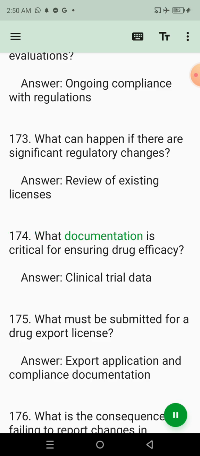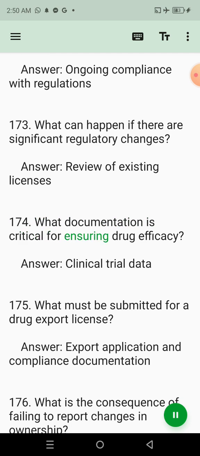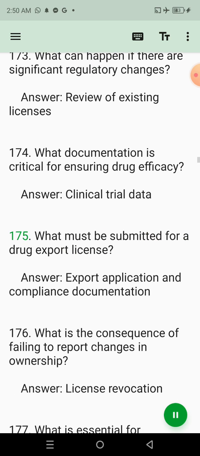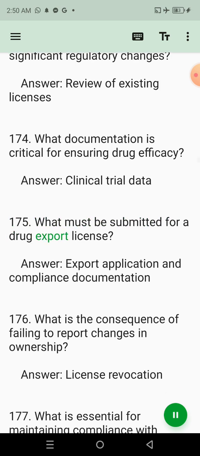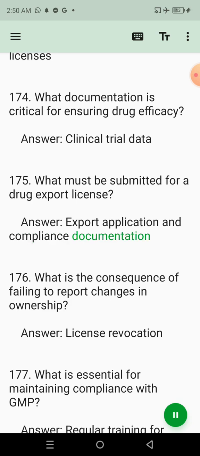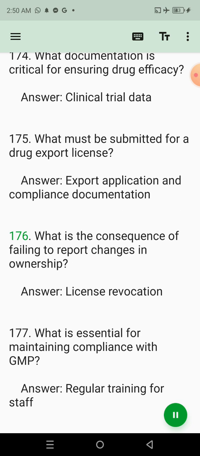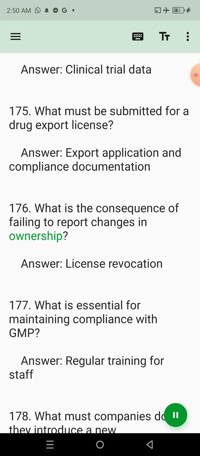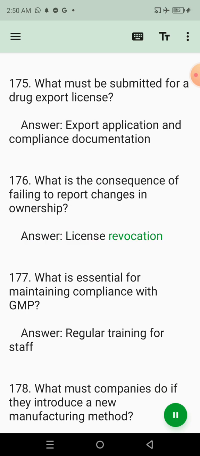174. What documentation is critical for ensuring drug efficacy? Answer: Clinical trial data. 175. What must be submitted for a drug export license? Answer: Export application and compliance documentation. 176. What is the consequence of failing to report changes in ownership? Answer: License revocation.